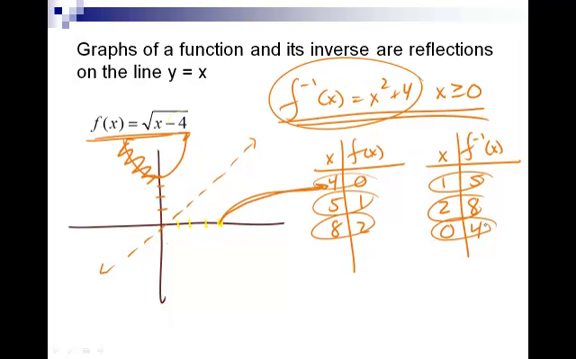4, 0 became 0, 4. 5, 1 became 1, 5. 8, 2 became 2, 8. So literally, an inverse function is simply a function where the x and y have just literally switched position. So one way to graph these is to graph the original function. Just switch all your x, y's and plot them, and you'll get the inverse.